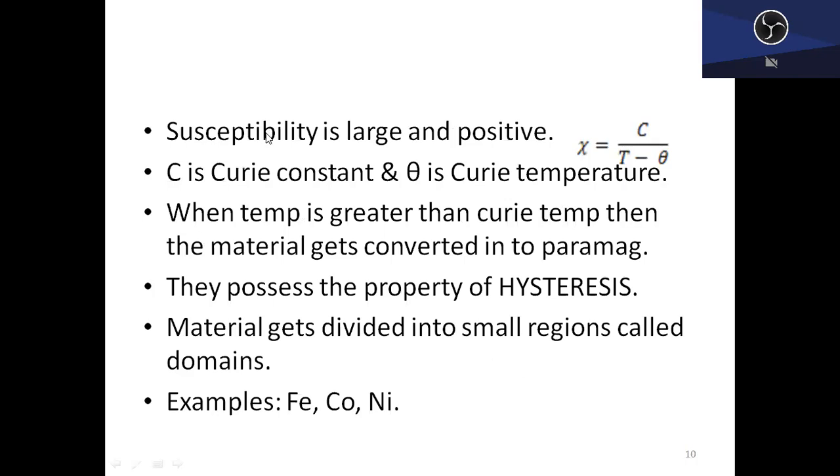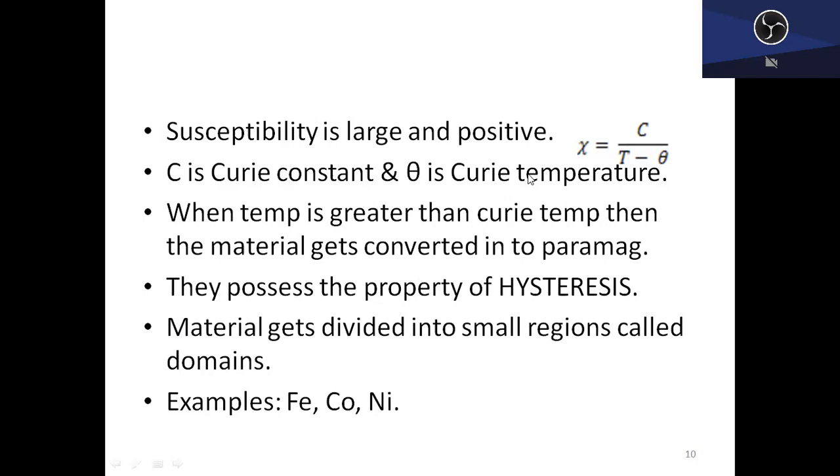When we come to the susceptibility, magnetic susceptibility is large when compared with dia and para, and it is positive. The susceptibility value is given by C by T minus theta, where C is the Curie constant and theta is the Curie temperature. If the temperature is greater than the Curie temperature, then the material gets converted into paramagnetic material.